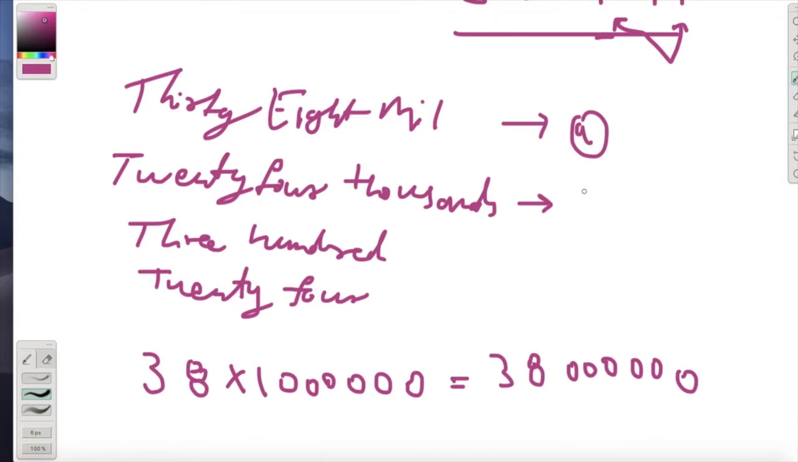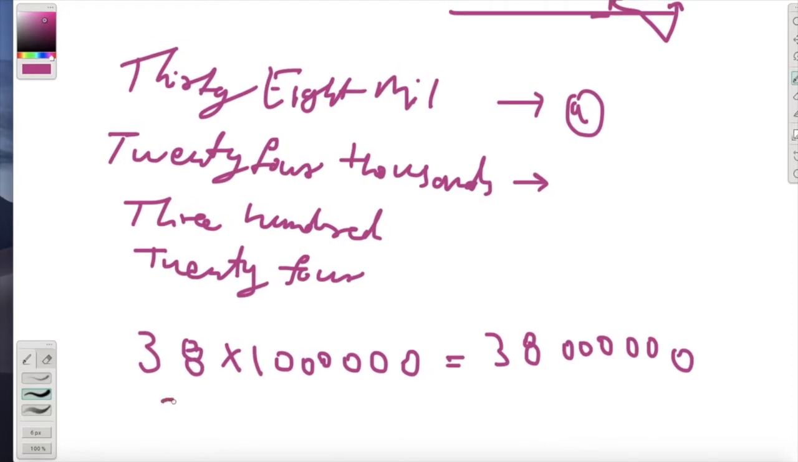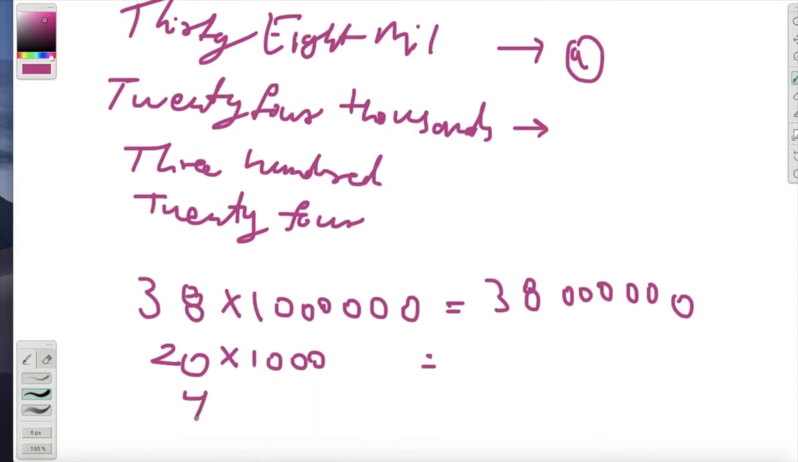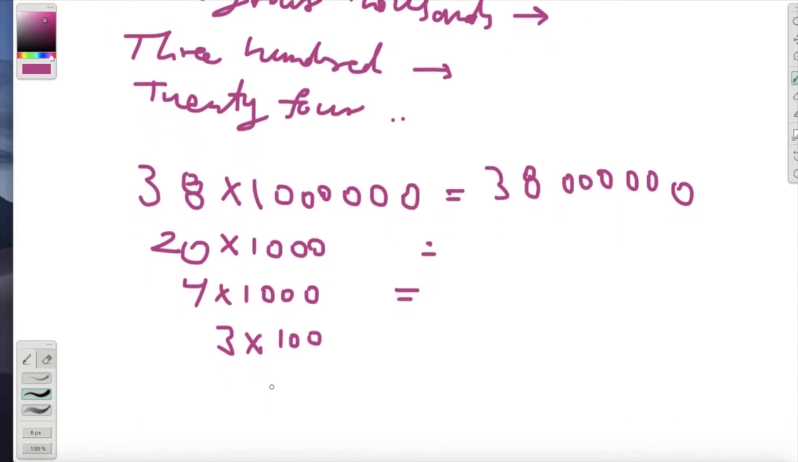24,000, that's my second. So this I'm going to distribute into 2. So this says 24 and then 1,000. First 20 thousands, then 4,000s. We are breaking it down to write it in the simplest form. We'll calculate it later. And 300s, 3 times 100. 24. I'm going to break it further because I can break it more, so that I can get tens and ones.